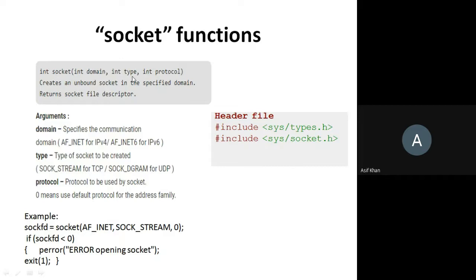The second argument here is the type, which type of socket you want to create. We have a stream socket, and we also have a datagram socket. A stream socket uses the TCP protocol and a datagram socket uses the UDP protocol. For a stream socket, we have to use the keyword SOCK_STREAM. For a datagram socket, you have to use SOCK_DGRAM. This third field is the protocol field. So you have to pass these values accordingly, based on what type of socket you want to create.